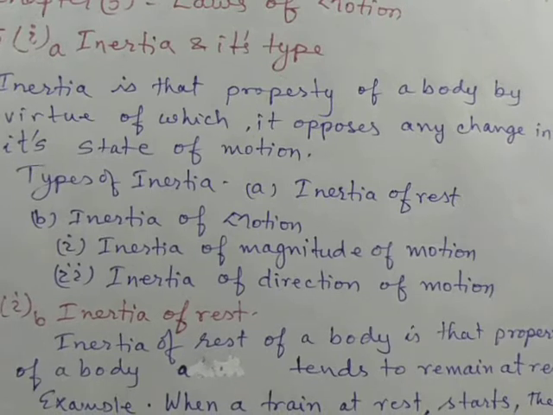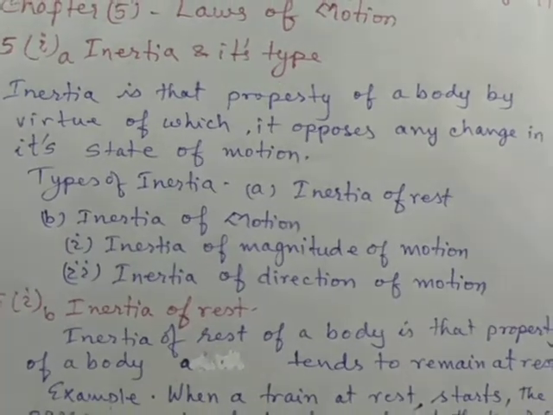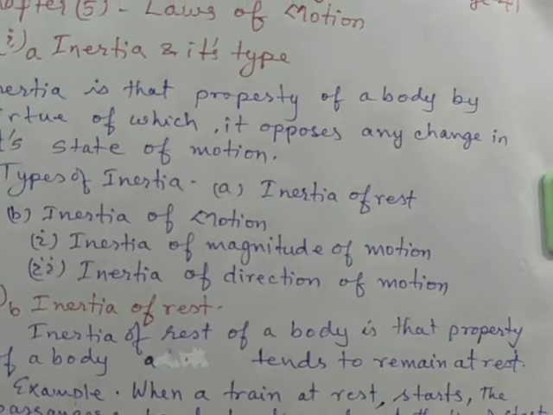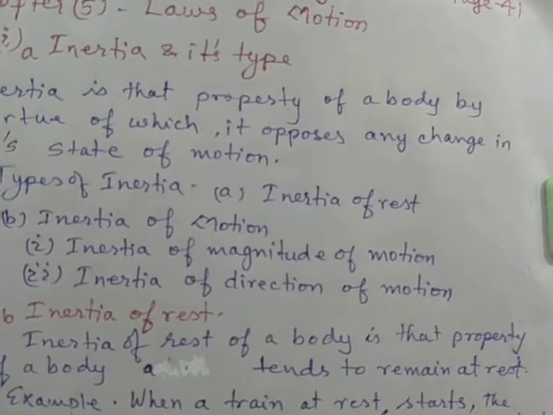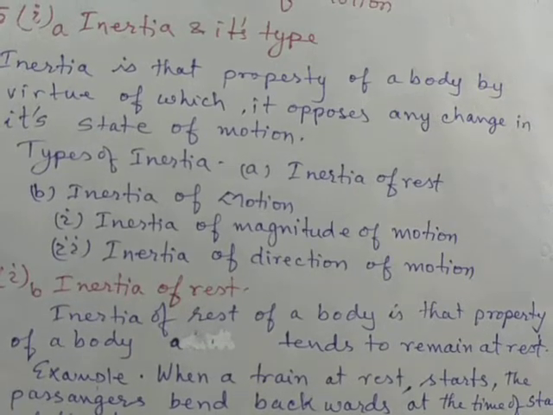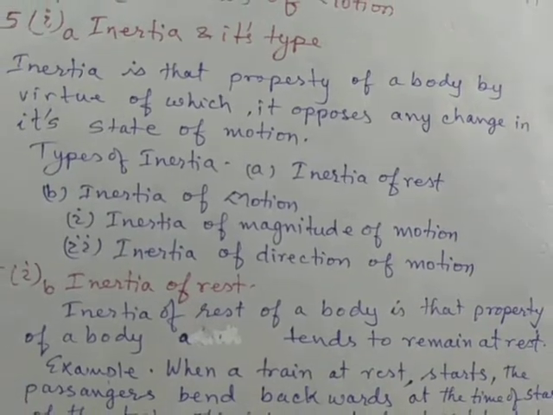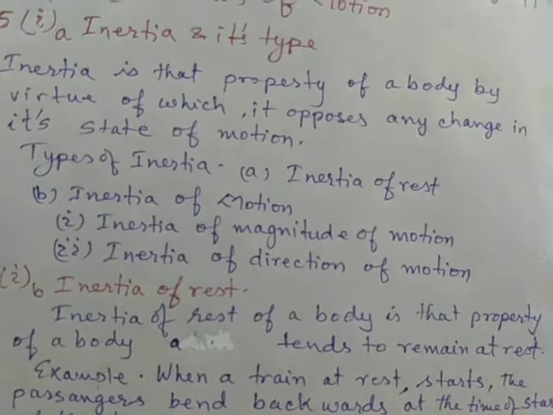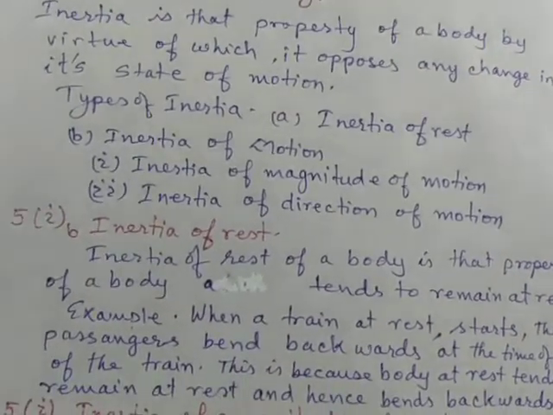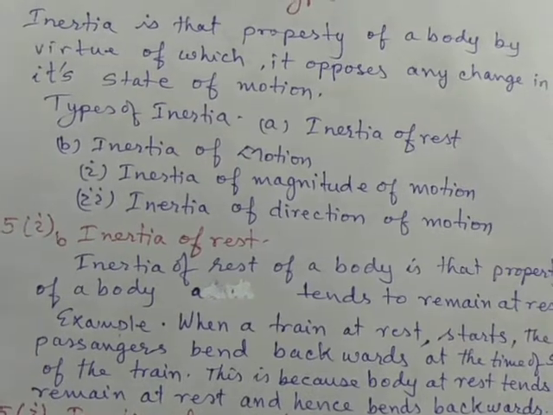its state of motion. You know, when we talk about state of motion, it means that the things included in the state of motion are its magnitude of motion, direction of motion, a state of rest or a state of motion. So these are the three things included in it. Now, these are the types of inertia.